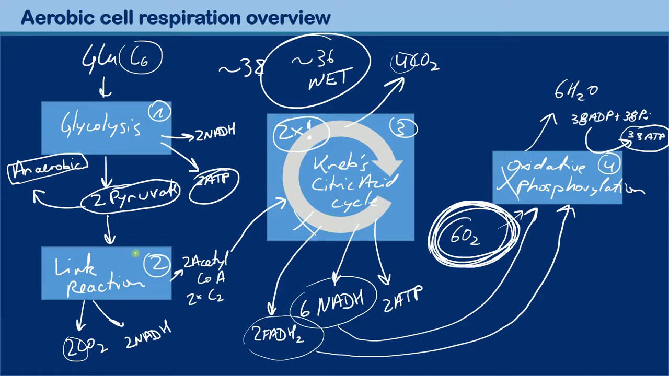Yeah, we cannot do the link reaction. Yeah, the whole thing here cannot take place without oxygen, and then it's going over here into the anaerobic pathway, where we are at least making a little bit of ATP over glycolysis. So the anaerobic pathway would go like this, and at least we're making a little bit of ATP.